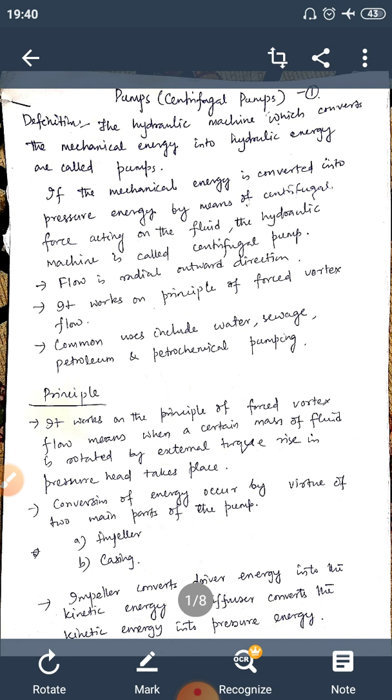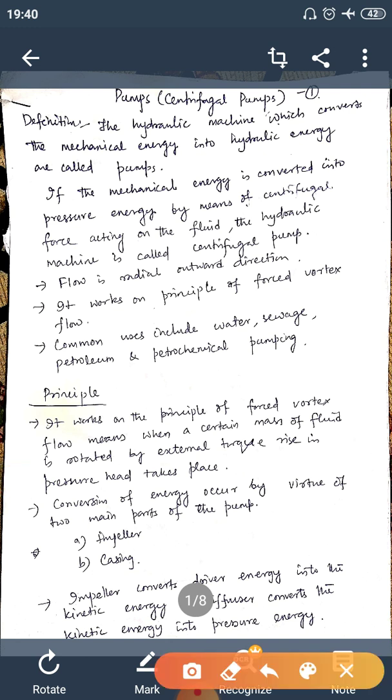Mainly there are two types of pumps: one is the centrifugal pump and one is the reciprocating pump. First, centrifugal pump. When the mechanical energy is converted into pressure energy by means of centrifugal force acting on the fluid, then that hydraulic machine is called the centrifugal pump.